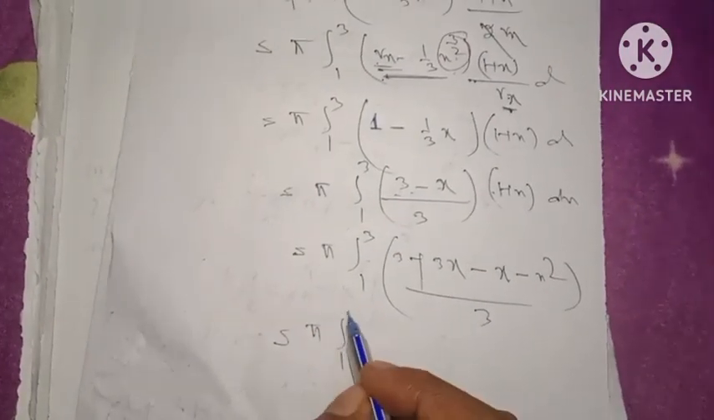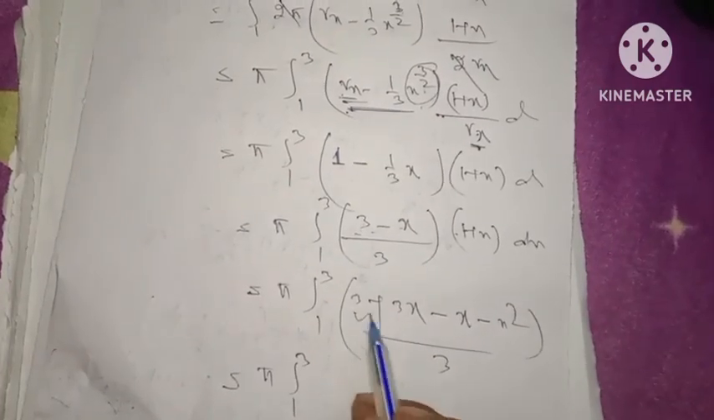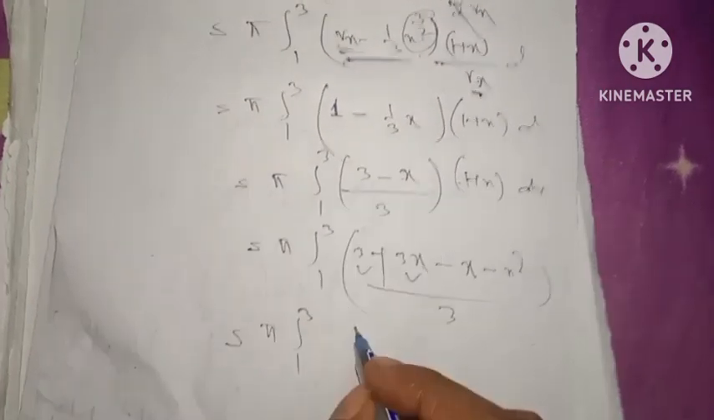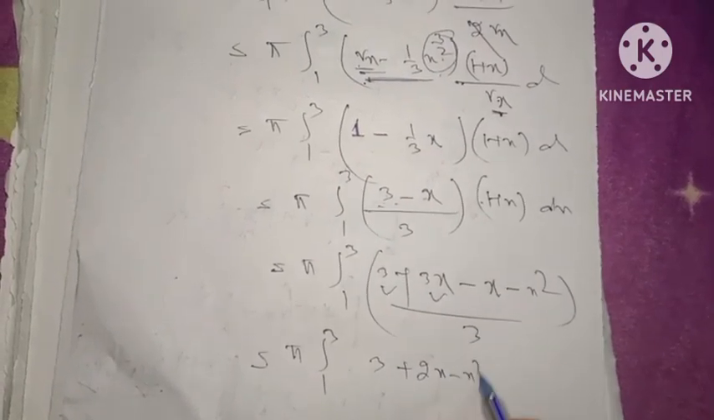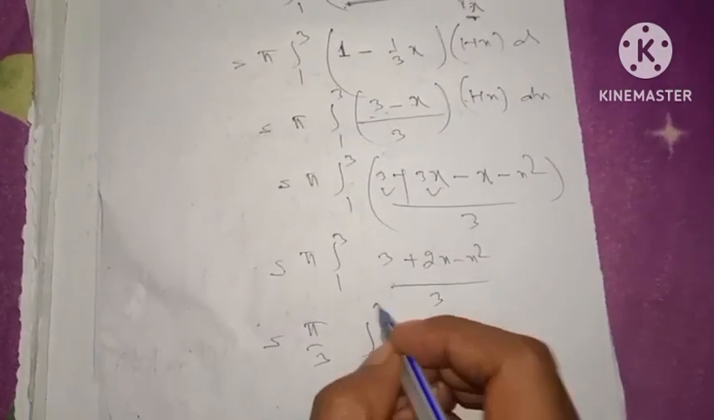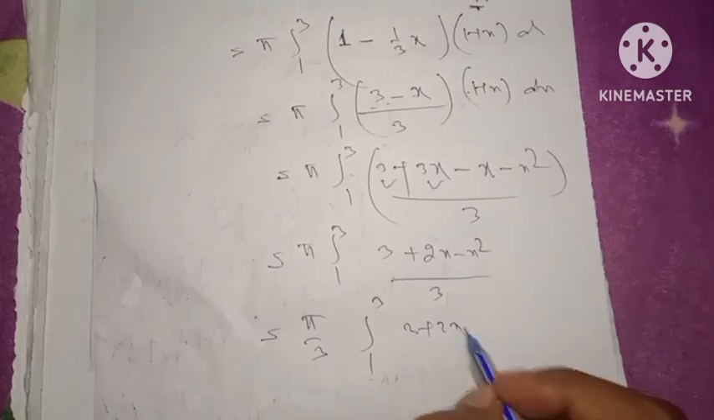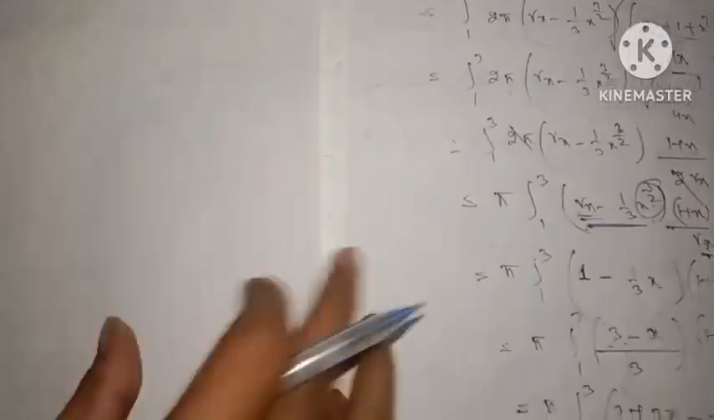This is pi integration 1 to 3. This is the 3 and 3x and minus x. 3x minus x will be plus 2x, minus x square over 3. So 3 will be constant, 1 by 3 will remain. This is the 1 by 3, 3 plus 2x minus x square with respect to dx. Then integrate them. This is pi by 3 and the 3 plus 2x minus x square dx.